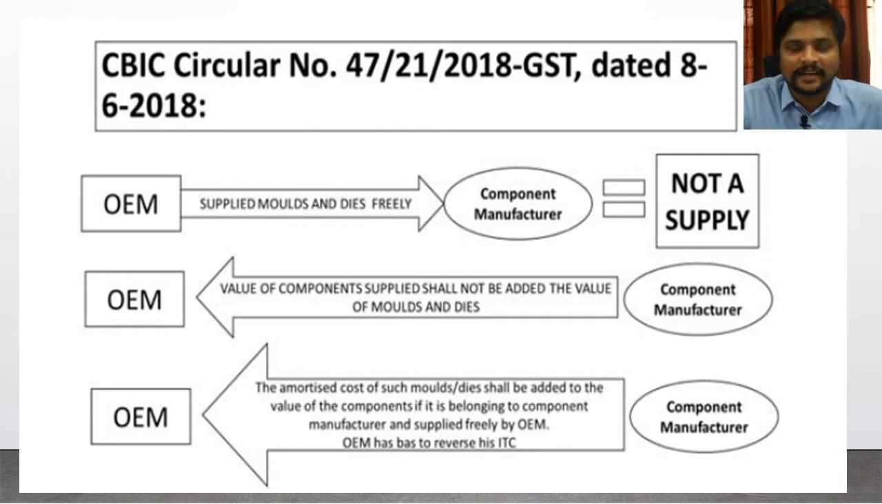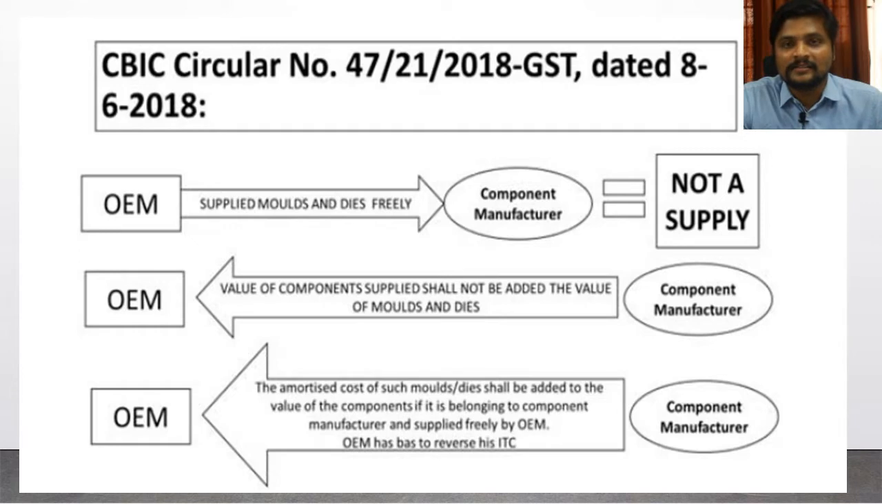So that is the second issue. But there is another, third issue. For example, the agreement between the OEM and the component manufacturer is like this: the molds and dies have to be borne by the component manufacturer. But what is happening here is that the OEM is purchasing those molds and dies on behalf of the component manufacturer and supplying them to the component manufacturer free of cost.